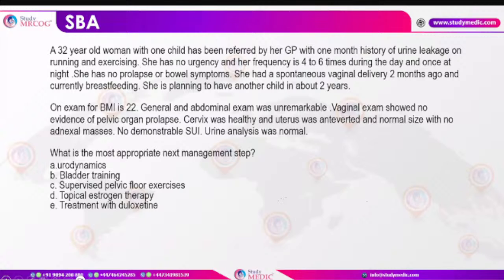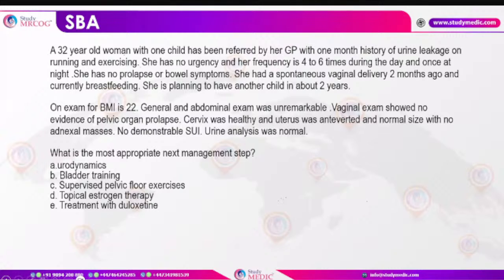So what is the most appropriate next step in her management? Either you will do urodynamics, you will offer her bladder training, you will offer her supervised pelvic floor exercises, you will give topical estrogen therapy, or you will offer her treatment with duloxetine.